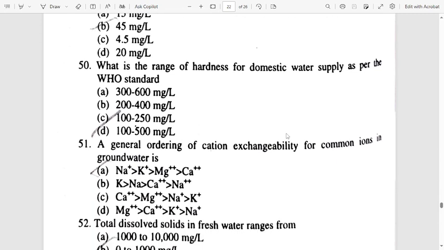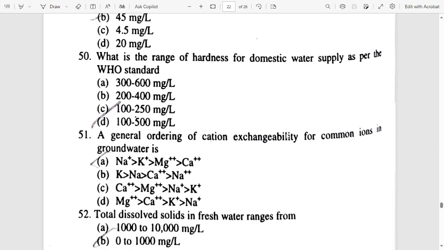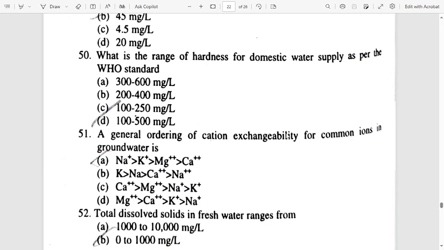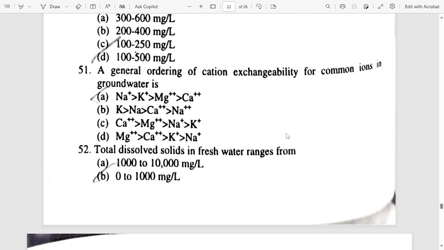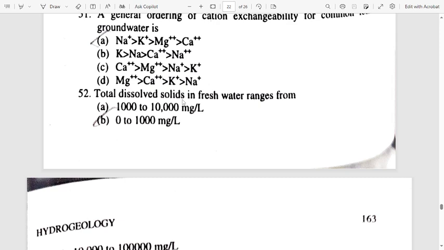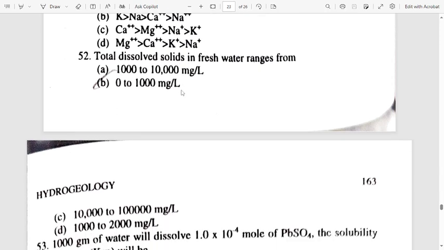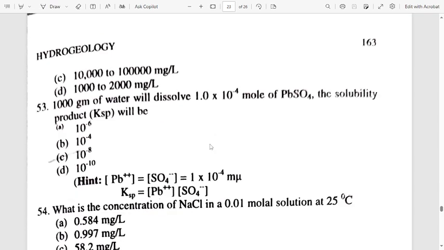What is the range of hardness for domestic water supply as per the WHO standard? 100 to 250 milligram per liter or 500 milligram per liter. 500. This is the answer. A general ordering of cation exchangeability of common ions in groundwater is Na, K, Mg and Ca. Total dissolved solids in fresh water ranges from 0 to 1000 milligram per liter.